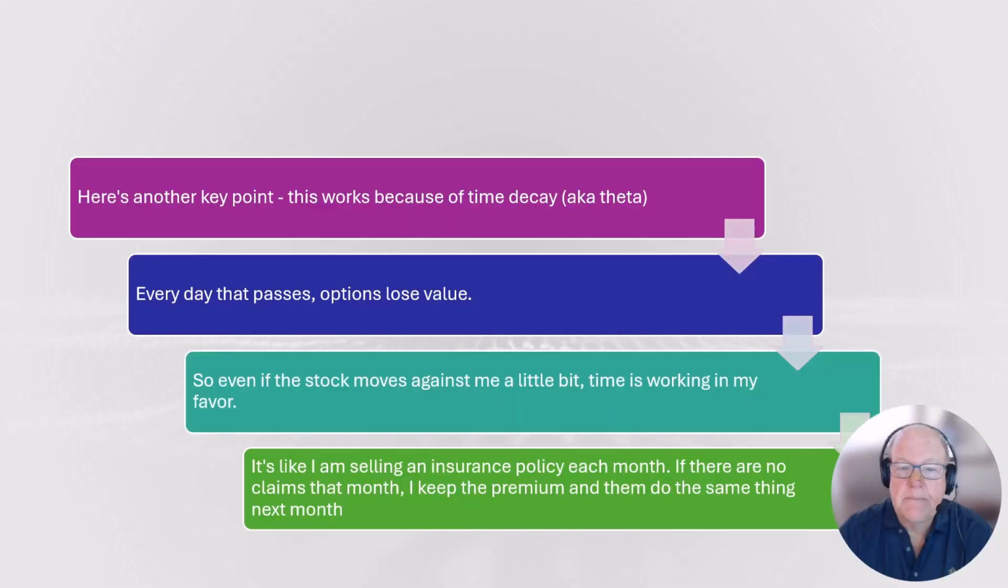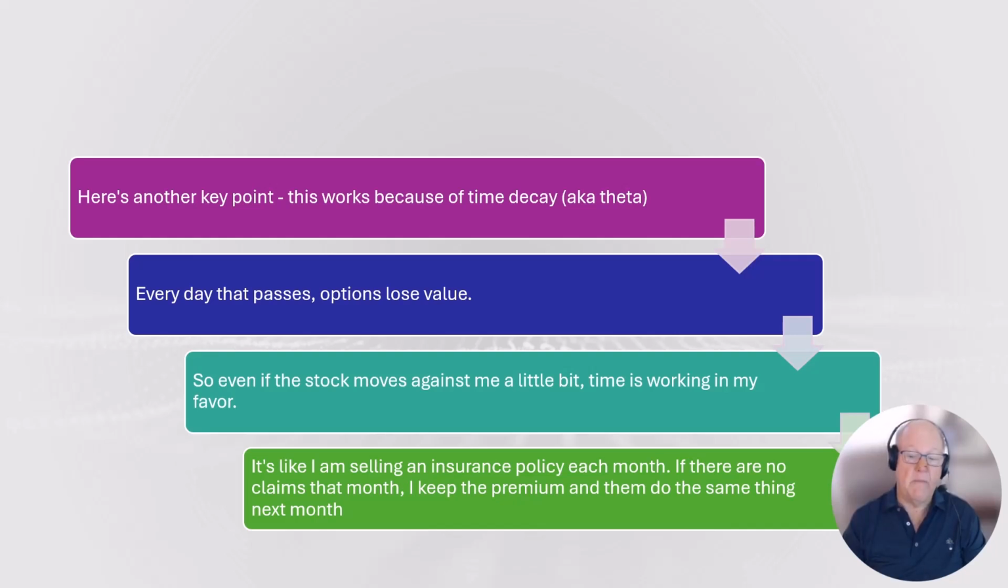Now here's another key point. This also works because of time decay. In the options world, they call it theta decay, because when you buy something with a determined amount of time left, like in this case 18 days, if you buy that option, it loses value every day. Conversely, if you sell the option like we do, it loses value every day, and we're picking up a little bit of our profit day after day after day. So even if the stock moves against me directionally a little bit, time's working in my favor. It's like I'm selling an insurance policy each month. If there are no claims that month, I keep that premium and I do the same thing next month.